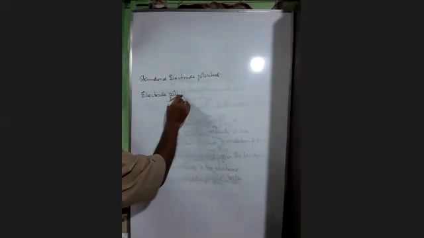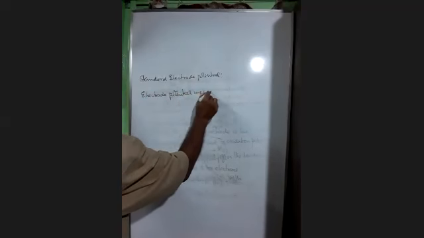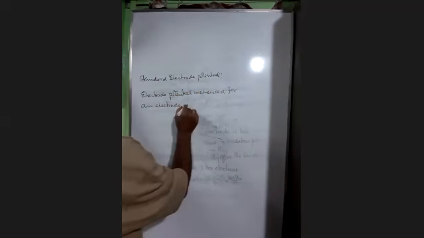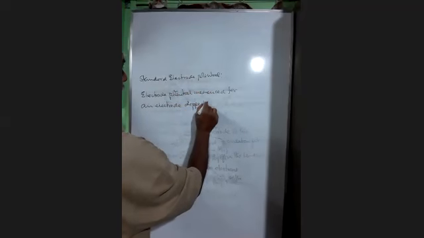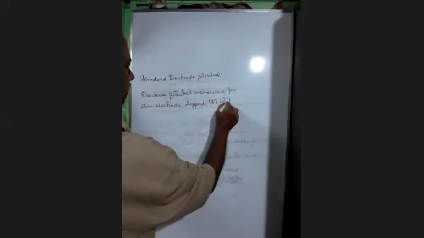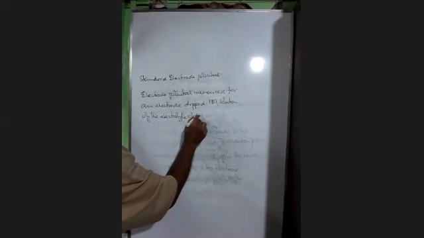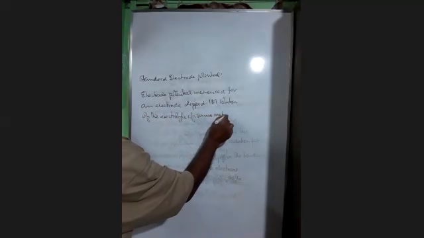Electrode potential measured for an electrode dipped in 1 molar solution of the electrolyte of the same metal at 298 Kelvin.